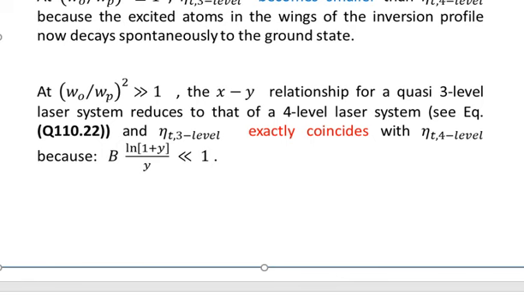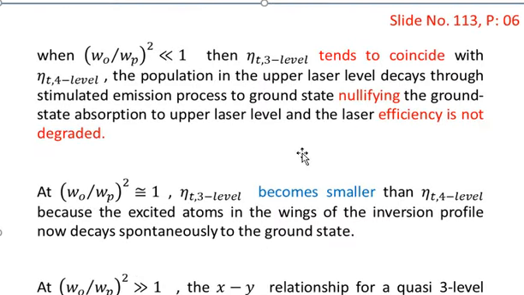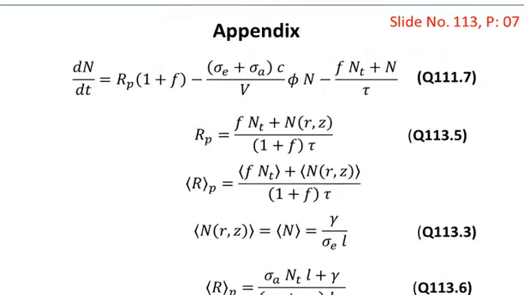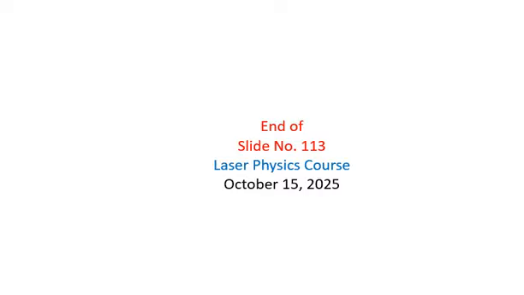So you see that we have finally discussed these 3 conditions, that is, less than 1, then equal to 1, then much greater than 1. We have discussed these 3 conditions, and we have explained how these conditions occur and what happens in the cavity under these conditions. So we have answered the query raised in the question. So this is the end of slide number 113.